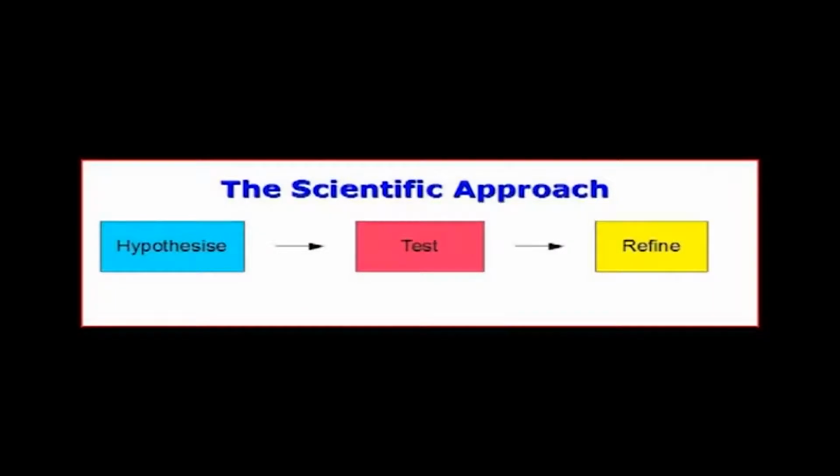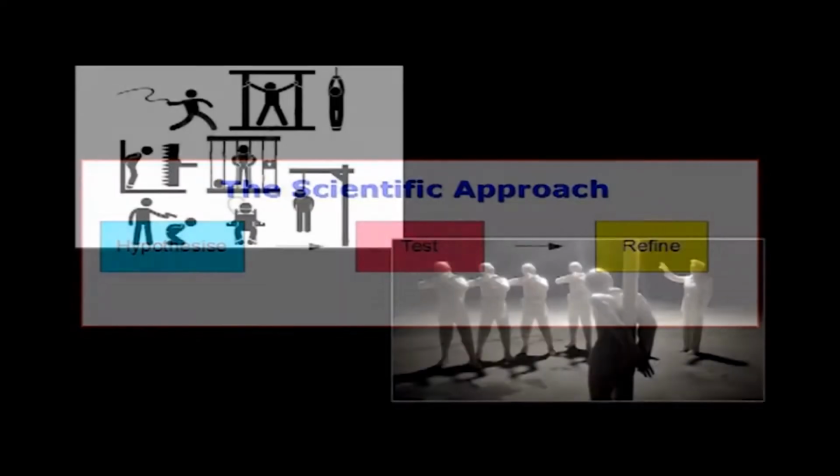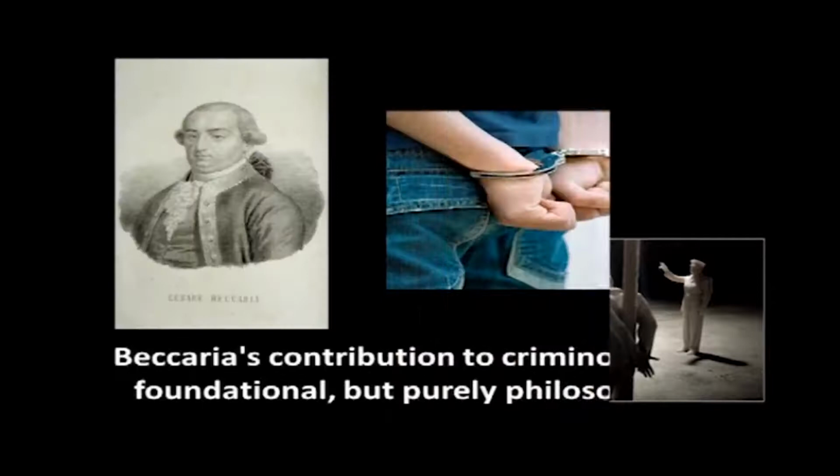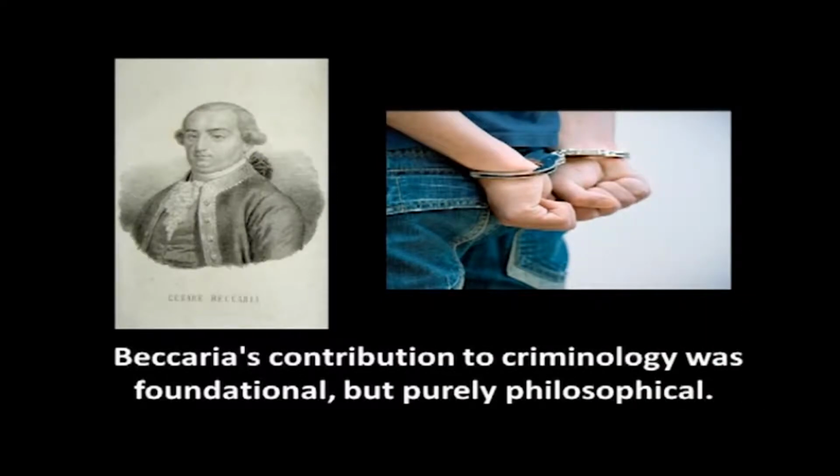A general definition for criminology is a scientific approach to the study of criminal behavior. By this definition, one of the first appearances of criminology was the work of Cesare Beccaria in 1764 related to torture and the death penalty. Beccaria's contribution to criminology was foundational but purely philosophical.